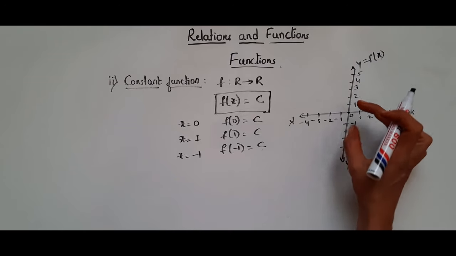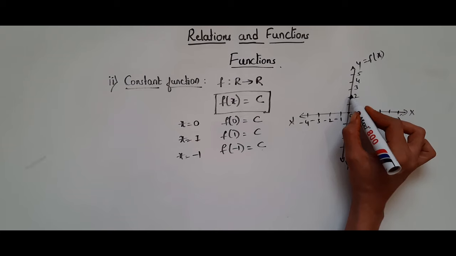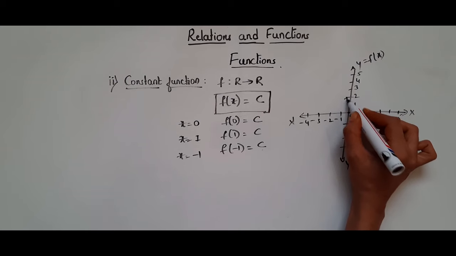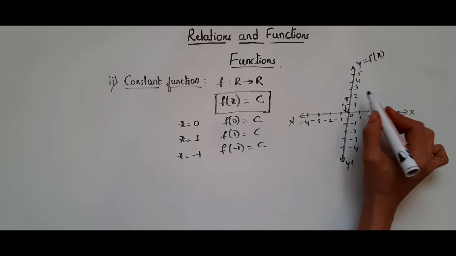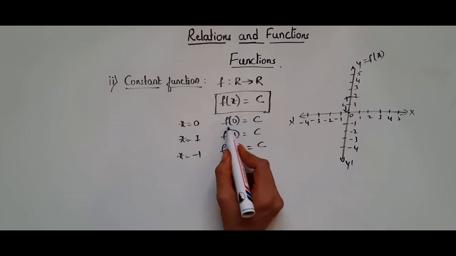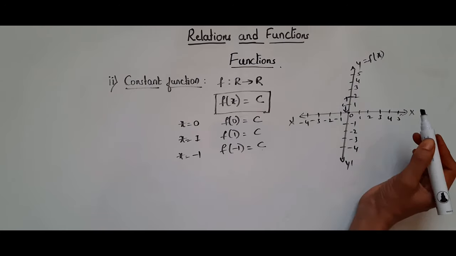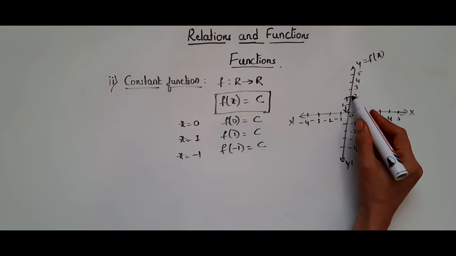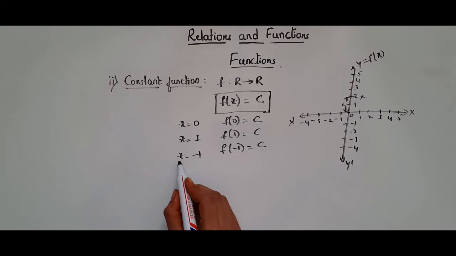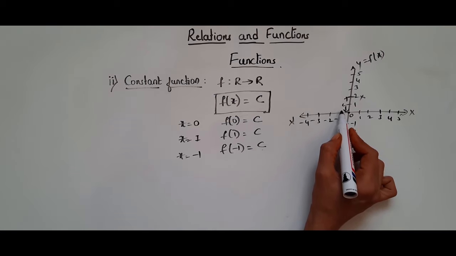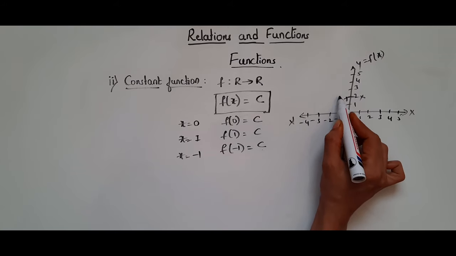So now let's take a constant c, any distance on the y axis, which is a constant. Let this be the distance, which is a constant. So now for x is equal to 0, f of 0 is a constant. So for 0, this is a point. Now x is equal to 1, f of 1 is a constant. So for 1, this is a constant, here this point. So now for x is equal to minus 1, f of minus 1 is equal to constant. So x is minus 1 and the constant c, here this point, right?